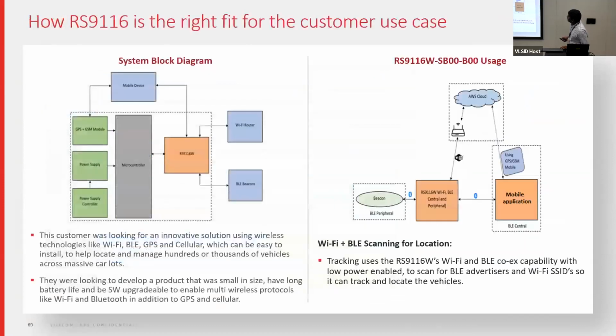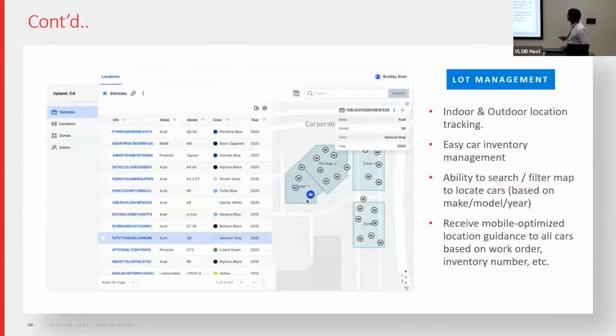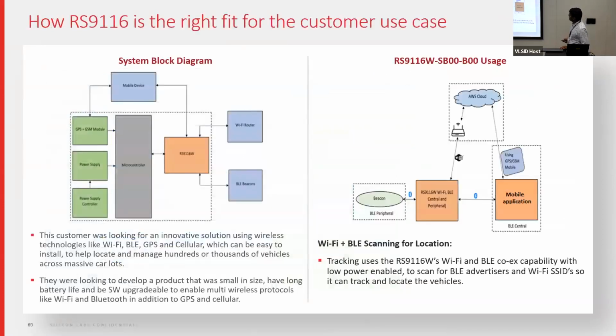So this is also a lot management, as I was talking. If a particular car is at some place, then he will directly, with the help of this tracker, go to that particular location and find that car very easily. So this also has a similar block diagram.